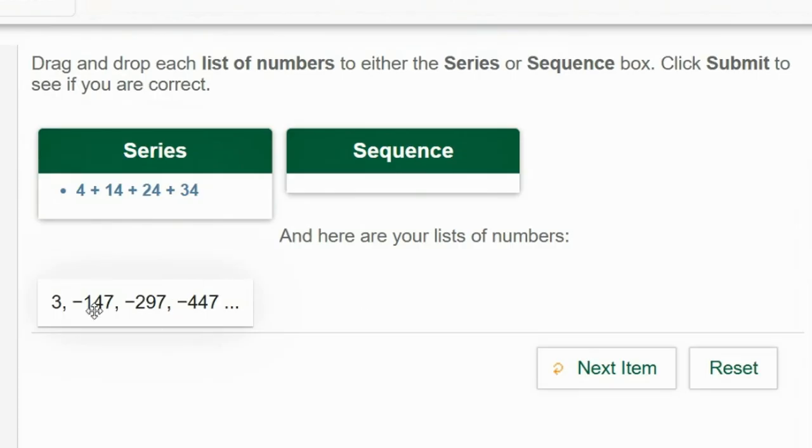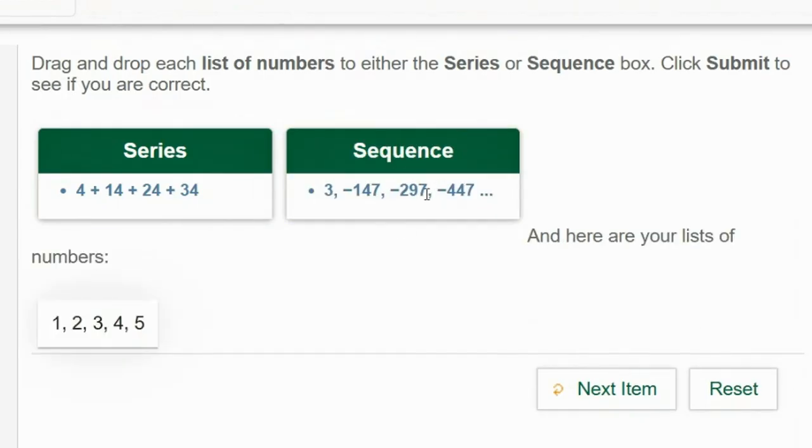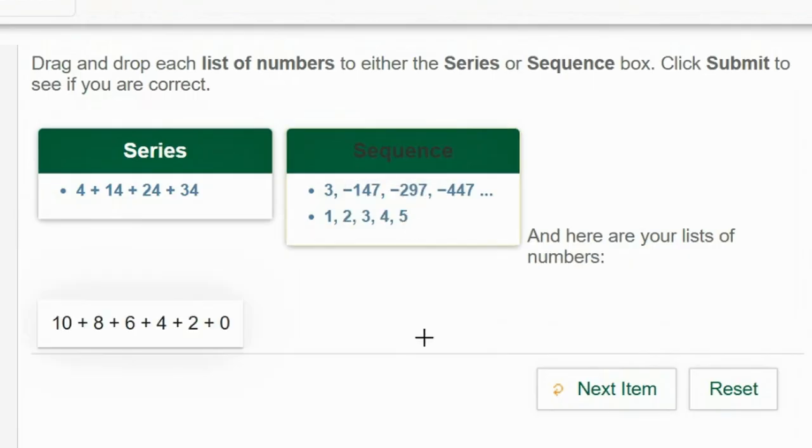All right, how about this one? Is this a sequence or is this a series? Yeah, this is the exact same sequence we had in the sequence lesson, actually. It's just got commas. We're not adding them. We're just listing them. We're just listing the sequence of numbers. How about 1, 2, 3, 4, 5? Yeah, this is actually the very first sequence of numbers you learned back when you were in grade school. You learned how to count starting with 1. 1, 2, 3, 4, 5. That's a sequence of numbers.